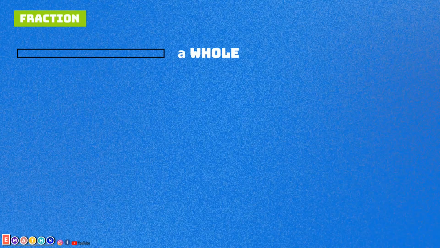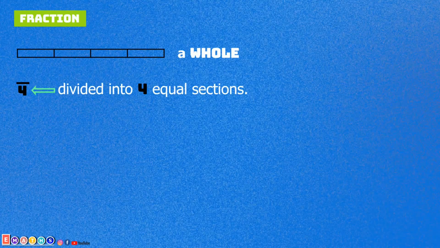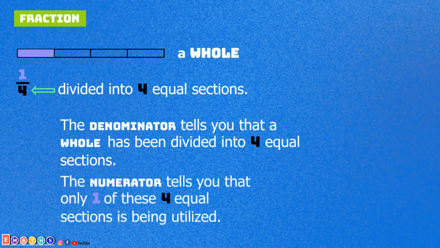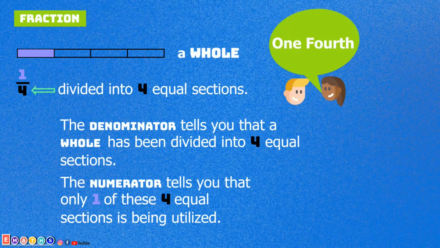We have a whole. A whole is divided into 4 equal sections. The denominator tells you that a whole has been divided into 4 equal sections. The numerator tells you that only one of these 4 equal sections is being utilized. We call this 1/4.